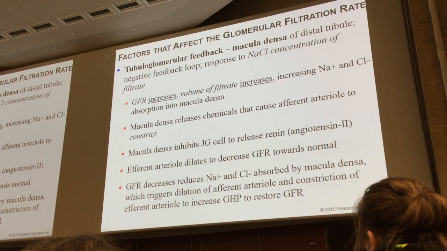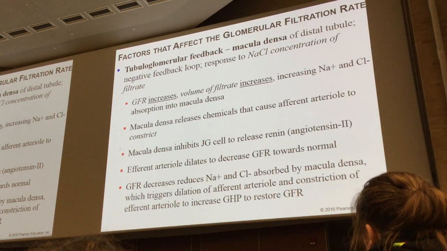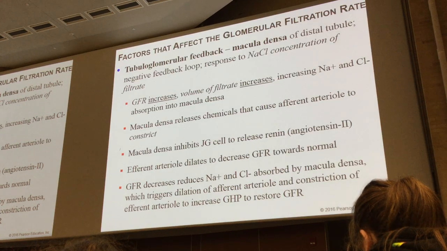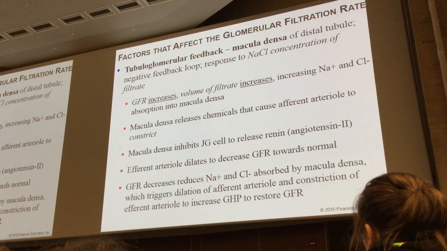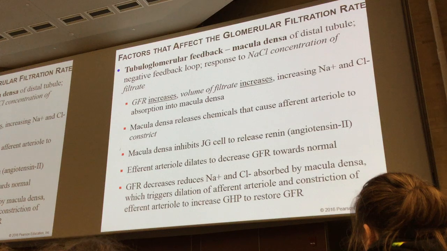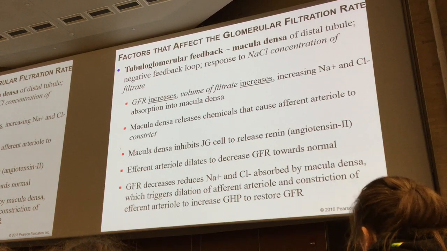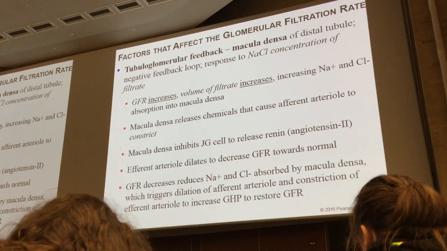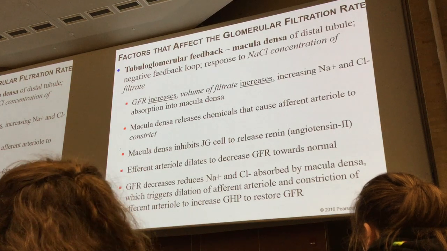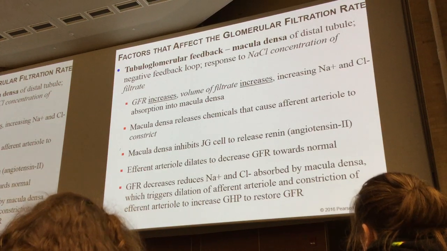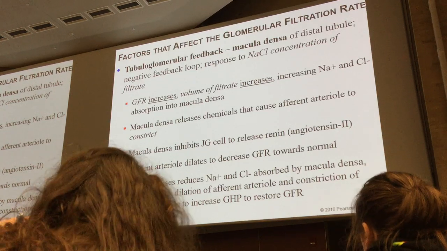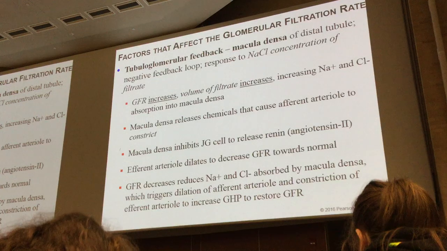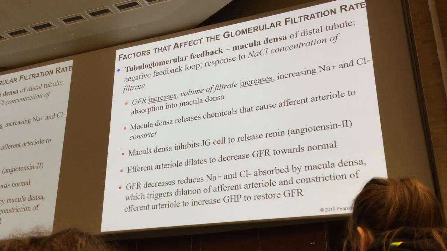What it does is it affects the afferent arteriole, and I'm going to keep this simple. The macula densa affects the afferent. When we learn about something else, it's going to affect the efferent. But this one affects the afferent to constrict. Then the macula densa inhibits the JG cells to release renin. Renin affects the efferent, and if it has been inhibited, it's now going to dilate.